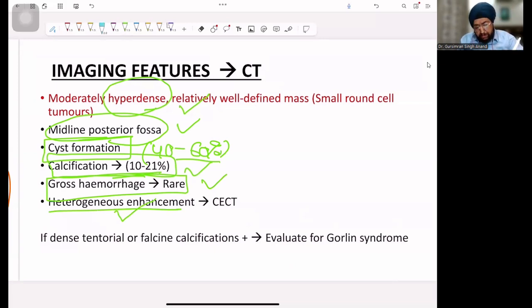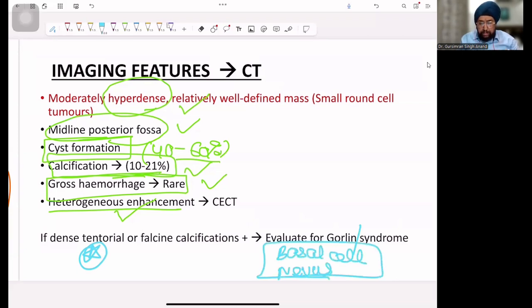One big point here is that medulloblastomas can be associated with many syndromes. One of the syndromes is Gorlin, or what we know it by the other name, basal cell nevus syndrome. So you have a medulloblastoma, and along with that you have dense tentorial or falcine calcifications. Then you can evaluate the patient for basal cell nevus syndrome or Gorlin syndrome. That was one of the clues. Along with medulloblastoma, if there is an association with the syndrome, you will get dense tentorial or falcine calcifications.